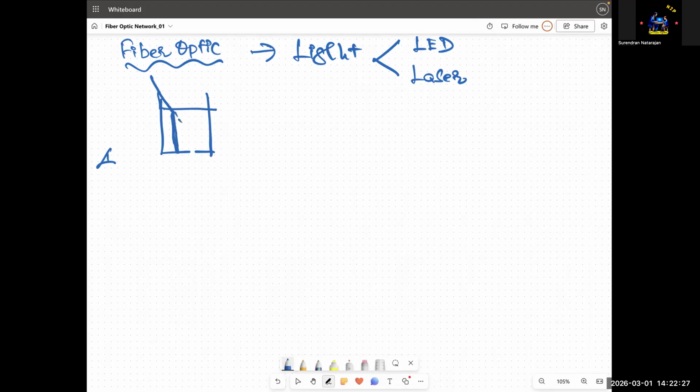Why is that? It's because of light falling on the water. Maybe refractive index. Very good. So what actually happens is that here the material is air, and here the material is water.